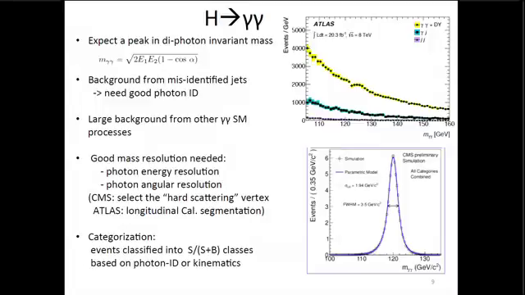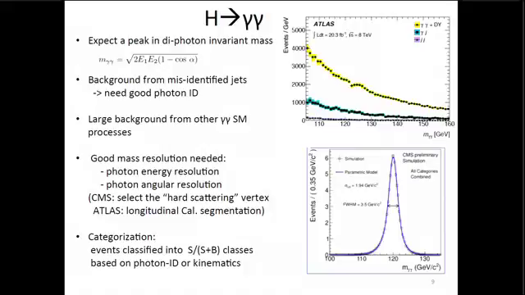Here, again, one expects a peak in the diphoton invariant mass. There is a background here. This shows the diphoton invariant mass spectrum from ATLAS. Here you see the backgrounds mainly. This is jet plus photon, so this includes jets misidentified as photons. And this is the real gamma-gamma production.